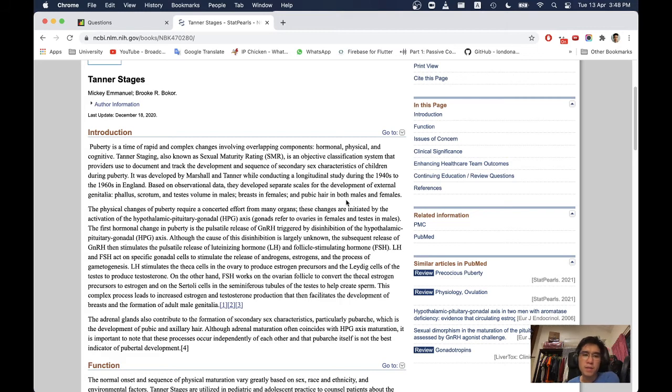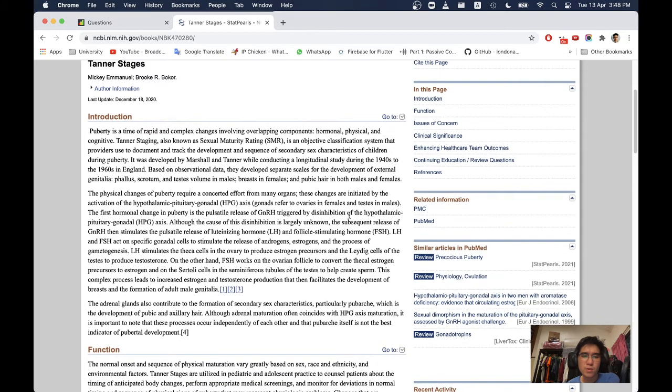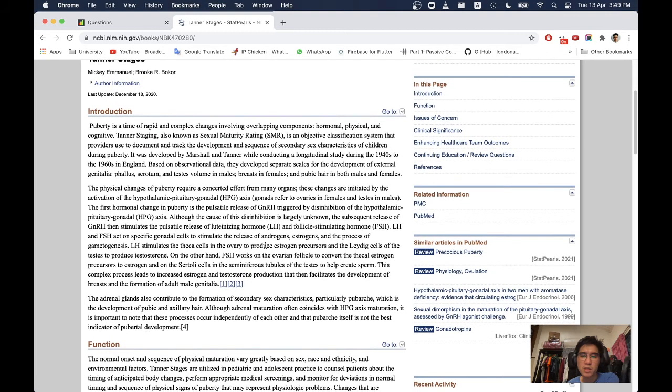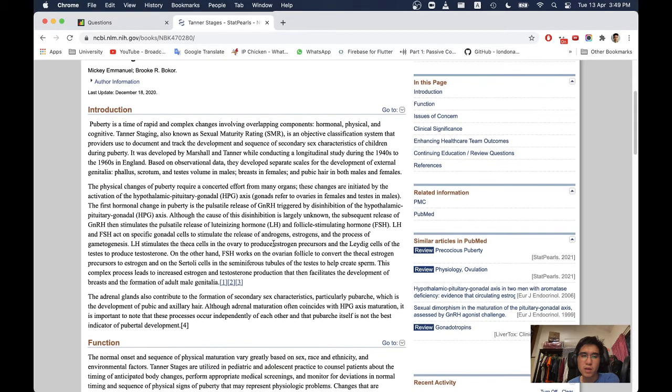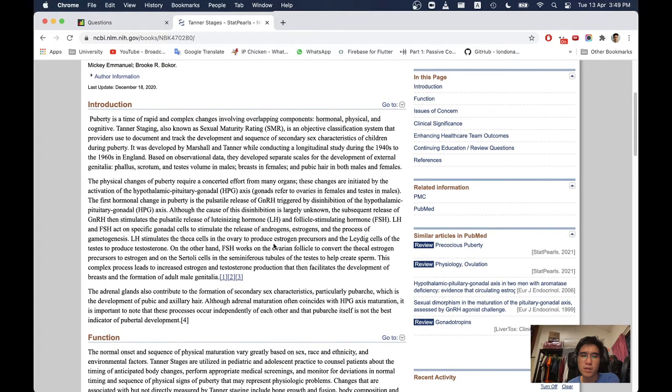It was developed by Marshall and Tanner while conducting a longitudinal study during the 1940s to the 1960s in England. Based on observational data, they developed separate scales for the development of external genitalia, phallus, scrotum, and testis volume in males, breasts in females, and pubic hair in both males and females. The physical changes of puberty require concerted effort from many organs. These changes are initiated by the activation of the hypothalamic-pituitary-gonadal axis.